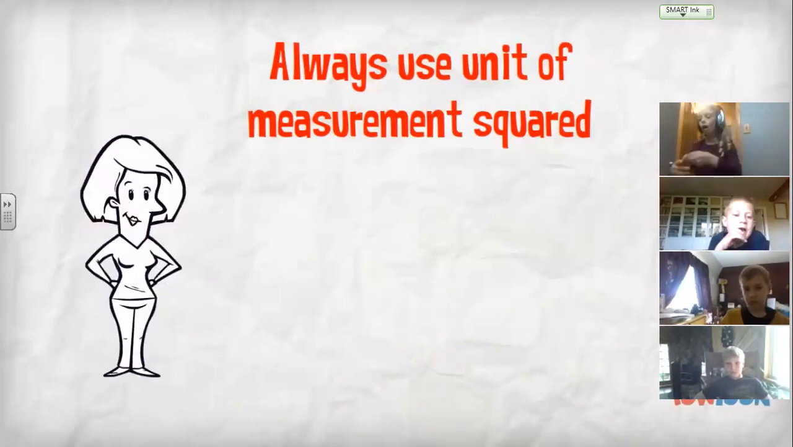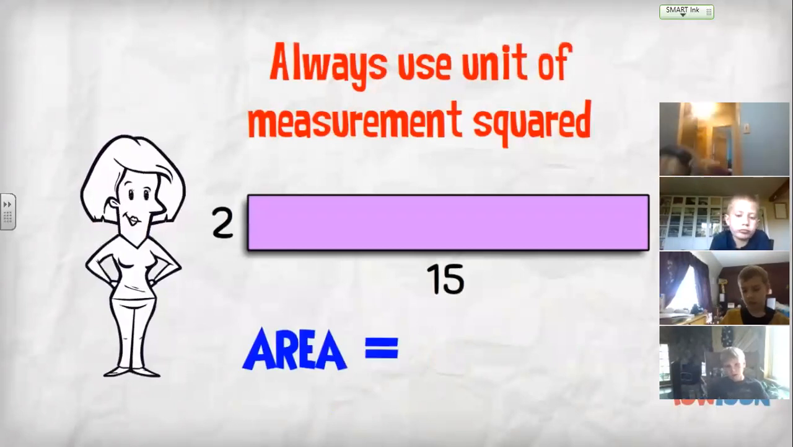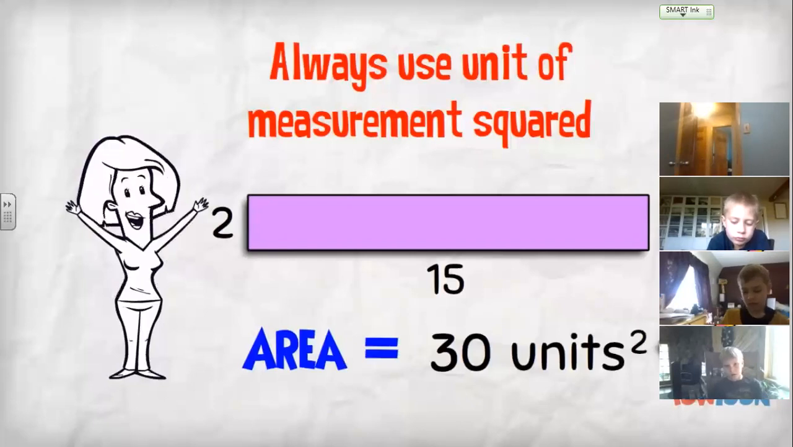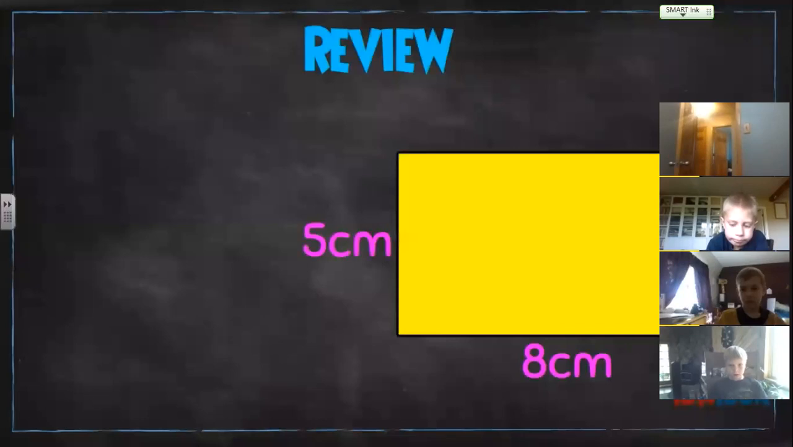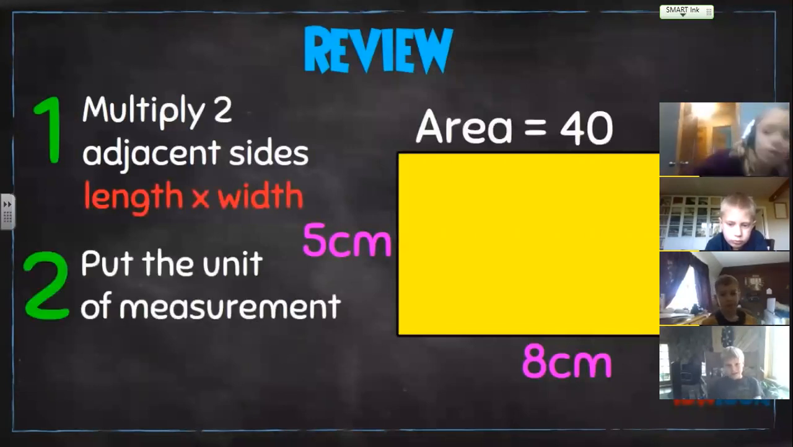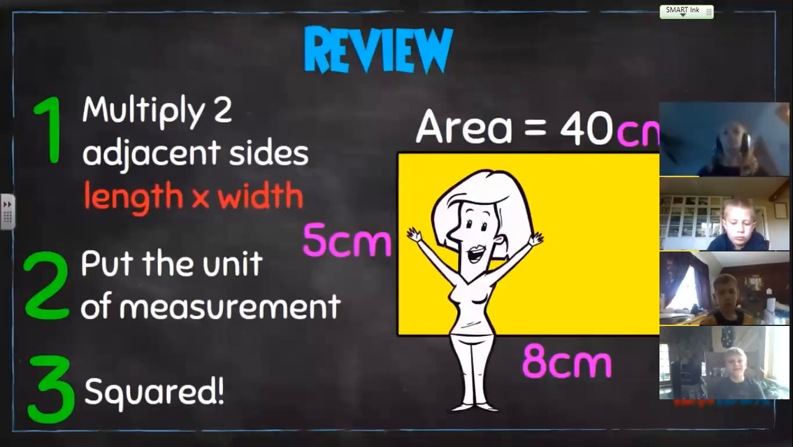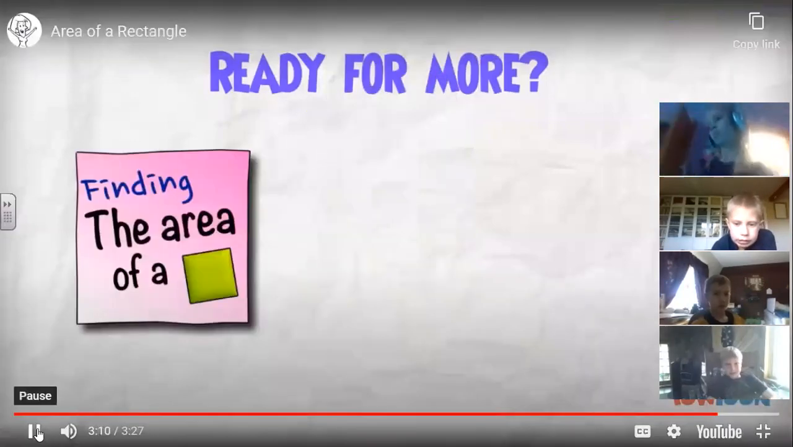And if by some chance you are not given a measurement unit, you write units squared instead, and you make sure of full marks that way. So let's review. To find the area of a rectangle, multiply 2 adjacent sides, length times width. Put the unit of measurement and show it as squared. Now it's over to you for some practice. And when you're ready for more on area, click here to learn about finding.